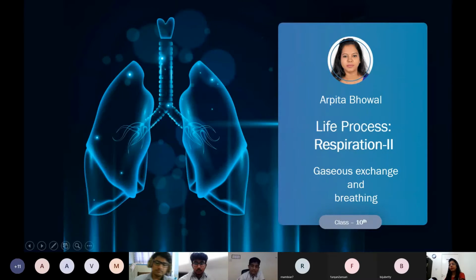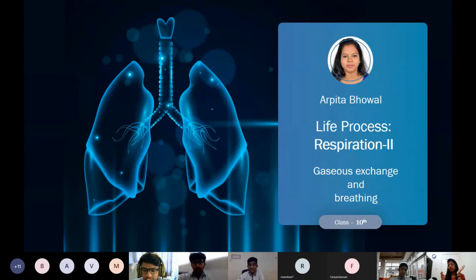All right, so this means that the first part, the cellular respiration, is over. Now in the second part, we will discuss the gaseous exchange and how the gaseous exchange happens between the lungs, and the various organs for the gaseous exchange in different organisms.